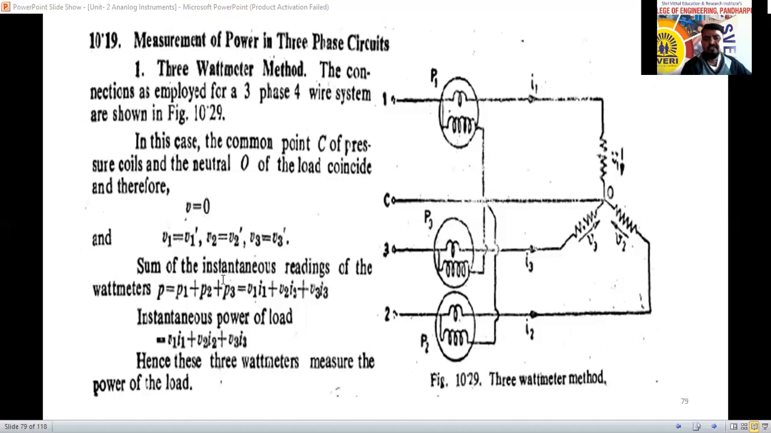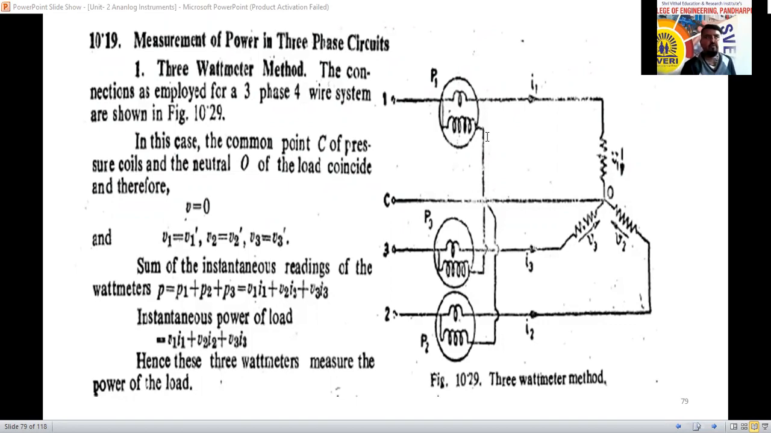So the sum of the instantaneous readings of the wattmeters is P equal to P1 plus P2 plus P3. We know that P1 equals V1I1, P2 equals V2I2, and P3 equals V3I3. By substituting that, the instantaneous power of the load is V1I1 plus V2I2 plus V3I3. Hence, these three wattmeters measure the power of the load.